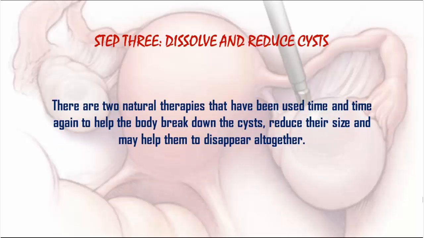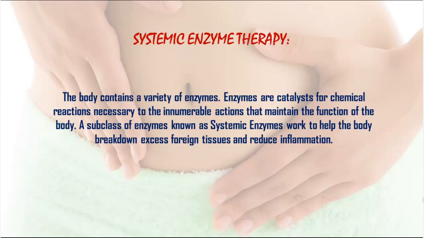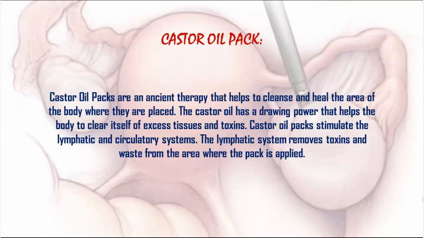Step 3. Dissolve and reduce cysts. There are 2 natural therapies that have been used time and time again to help the body break down the cysts, reduce their size and may help them to disappear altogether. Systemic enzyme therapy. The body contains a variety of enzymes. Enzymes are catalysts for chemical reactions necessary to the innumerable actions that maintain the function of the body. A subclass of enzymes known as systemic enzymes work to help the body break down excess foreign tissues and reduce inflammation.